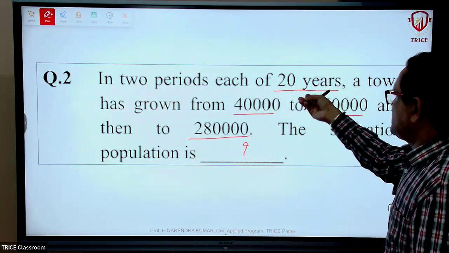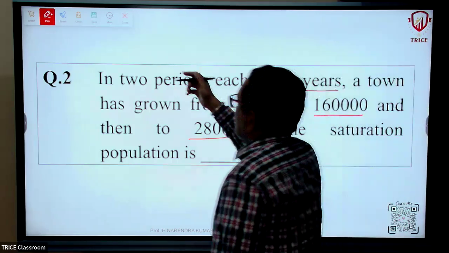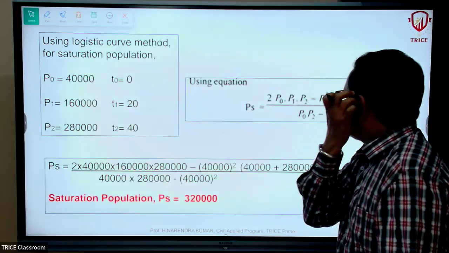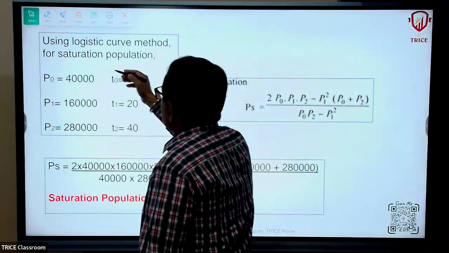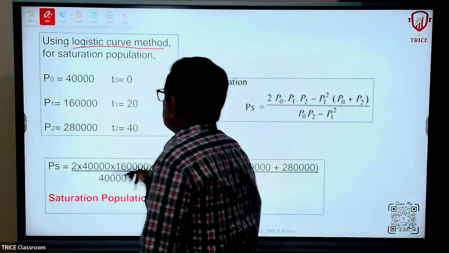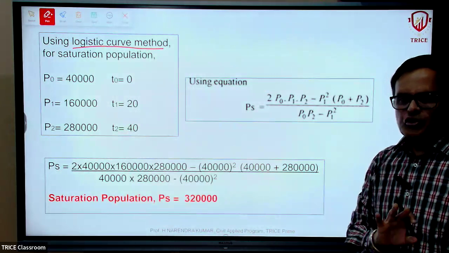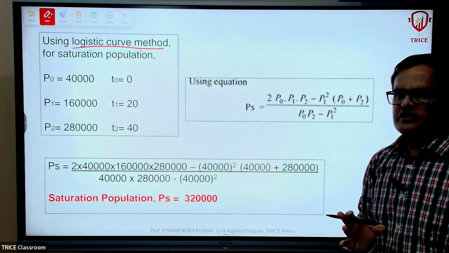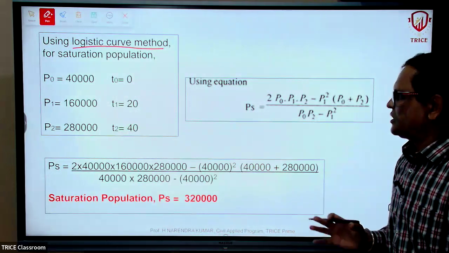First of all, we need to write this in a proper way. We need to incorporate the problem statement in this way. I created a data capture here using the logistic curve method. Why the logistic curve method, my dear students? Because saturation population can be calculated only using the logistic curve method. No other forecasting methodology gives us the saturation population. You got it? Only the logistic curve method gives us the saturation population.